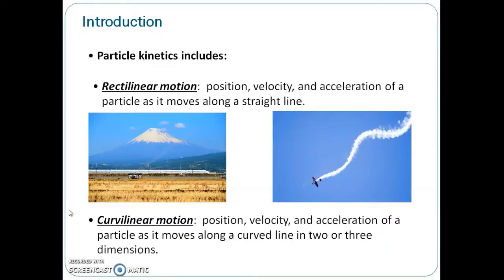Whereas another type of motion under particle dynamics is curvilinear motions. In curvilinear motions, the positions, velocities, and accelerations of particles move along a curved line in 2 or 3 dimensions. So here, in the kinematics of particles, we have two types of motions. First is rectilinear motions, moving along straight lines. Next is curvilinear motions, moving along a curved line.